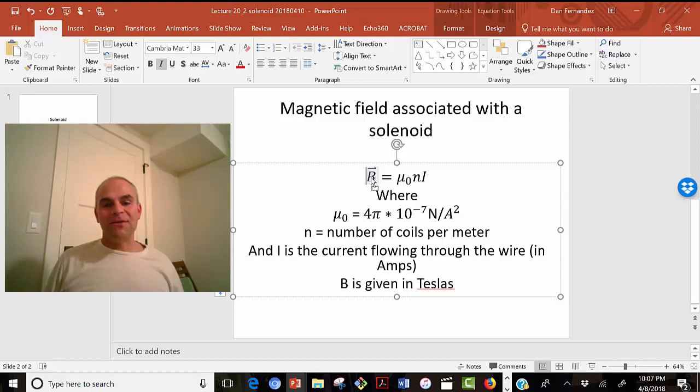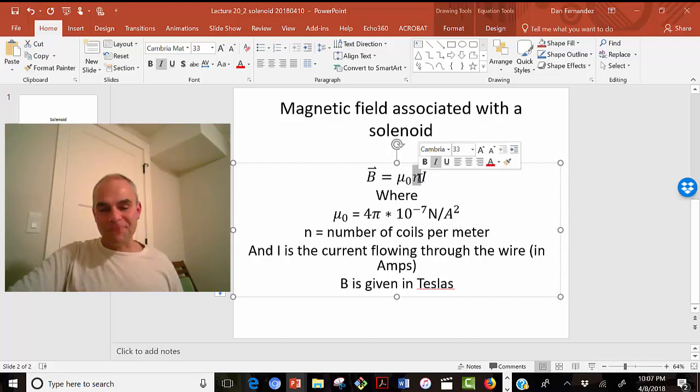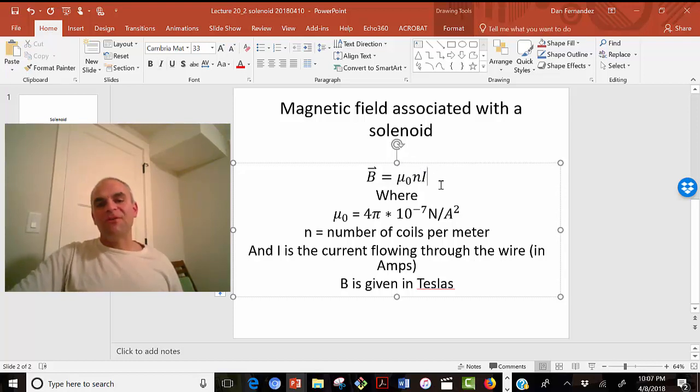And then I is the current that's passing through the wire of all of these loops, and that would be in amperes. So the units in the end would be, B is in teslas, that's the units of the magnetic field. And you would get teslas by multiplying this constant mu0 times n, where n is the number of loops per meter, and I is the current in amperes. We'll talk a little bit more about units on Thursday, but I want to make sure that for lab you have at least seen this equation.